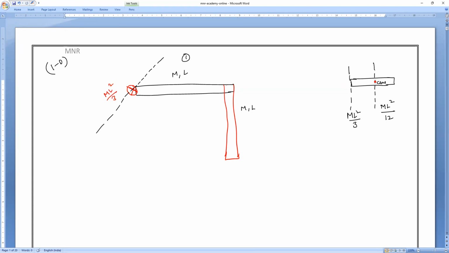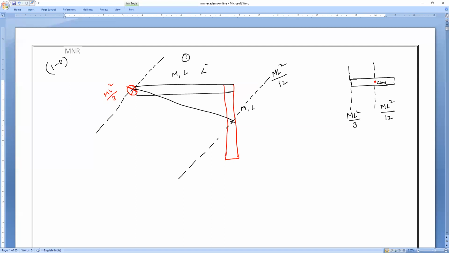Now suppose the axis of rotation passes here, in the same plane, exactly parallel to the first axis. Am I right or wrong? Please respond. It is passing through the center of mass, not through the edges. So if it is passing through the center of mass, we all know what this is, everybody? ML square by 12. Clear, everyone?